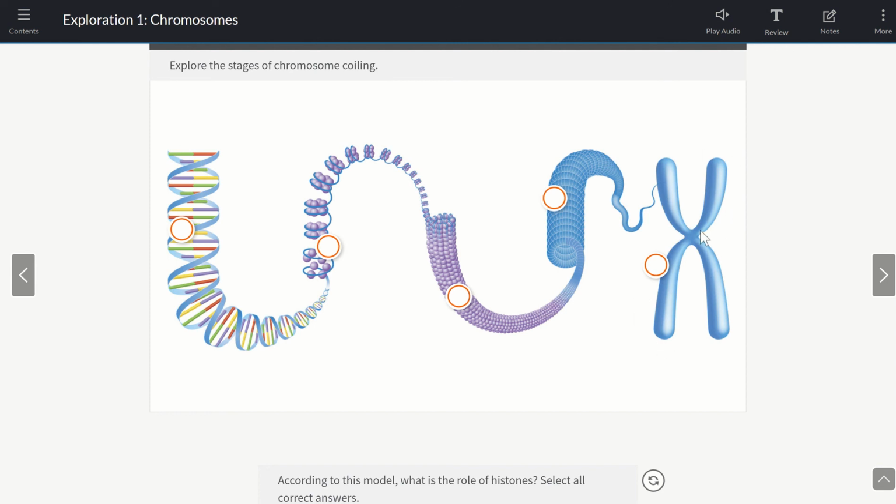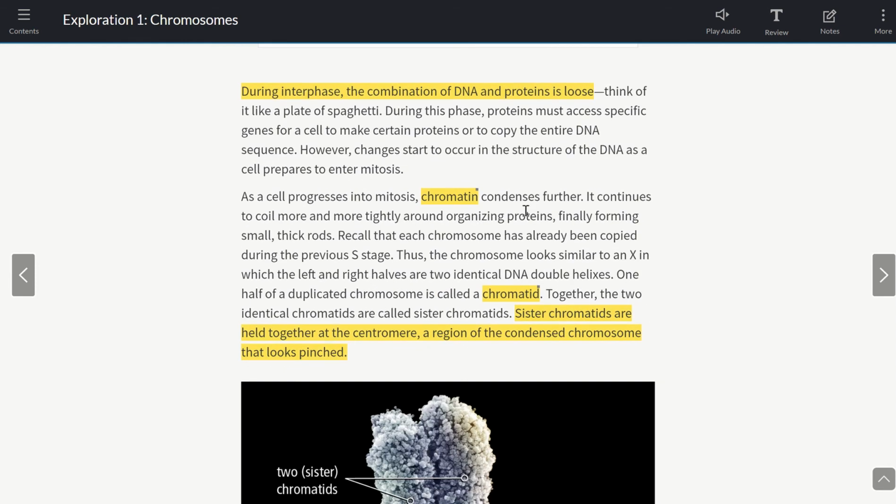Now, this picture, where it looks like an X, is actually two chromatids stuck together. A single chromatid is going to copy itself during interphase, and then those two copies that are identical to each other are going to stick together to form this X-shaped structure. So again, chromatin, loose form of DNA; chromatid with a D, condensed form of DNA; and then sister chromatids are when we have those two chromatid pieces that are identical to each other stuck together to make that X shape.